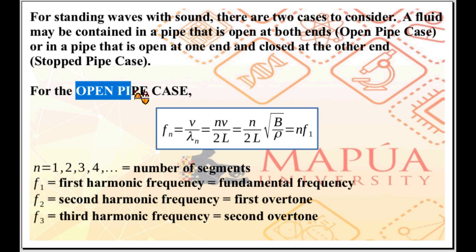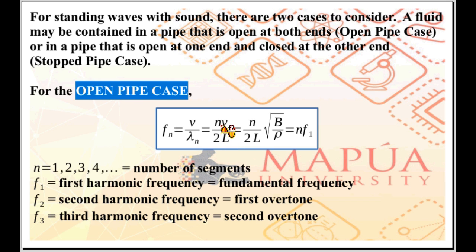First, let's have the open pipe case. A fluid medium contained in a pipe that is open at both ends. For the open pipe case, the harmonics is given by Fn is equal to v over lambda n. Lambda n is still equal to 2L over n, just like in wave in a string standing wave. Fn is equal to nv over 2L.